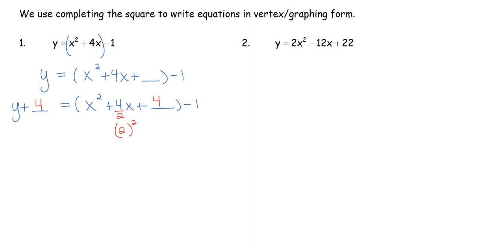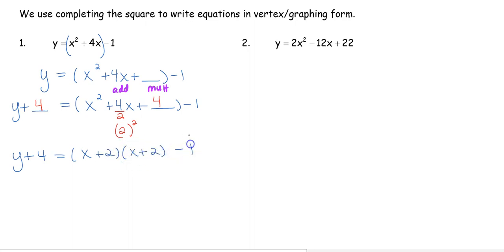Now, the first thing that we did today was factor. And the next step is going to be factor. So I'm going to multiply the outside and add to the middle. I'm looking for two numbers that multiply to 4 and add to 4. Yes, the numbers are 2 and 2. So we've got y plus 4 equals x plus 2 times x plus 2 minus 1. So from these two steps, all I did was factor my perfect square trinomial.